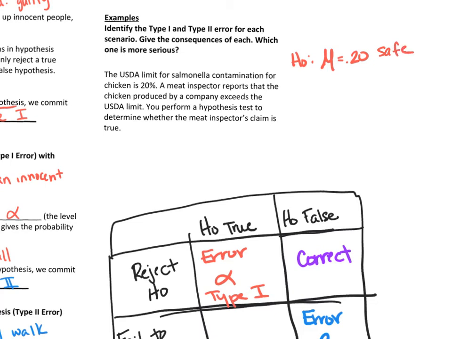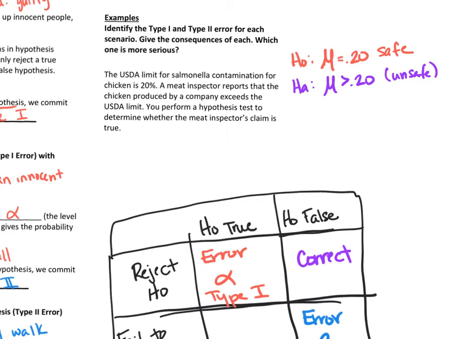Now, the claim being made by the meat inspector is that mu exceeds that, so it's greater than 0.2, which means that this is unsafe. And notice how I'm writing this in terms of words, because the words are going to help me understand the errors here. When I do this, the first thing I'm going to say to myself is, let's talk about what the errors are going to be.